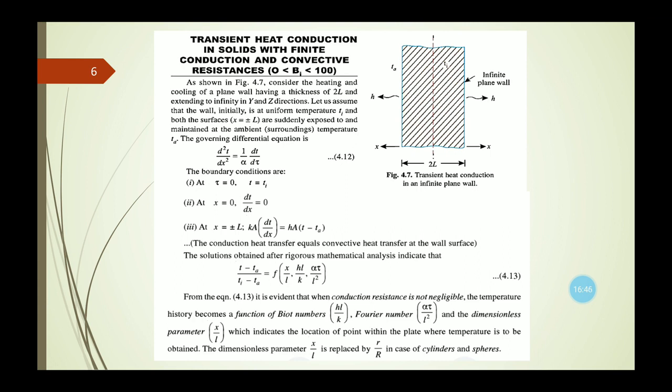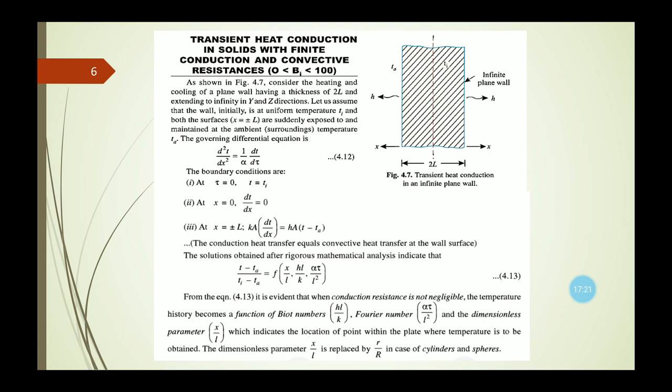Now the boundary conditions can be considered here. At tau, the time, equals 0, t equals ti, that is the initial temperature. At x equals 0, dt/dx equals 0. And the third condition is at x equals plus minus L, when the surfaces of this wall are exposed to the ambient or surroundings temperature. In that case, k dt/dx equals h (T minus Ta).